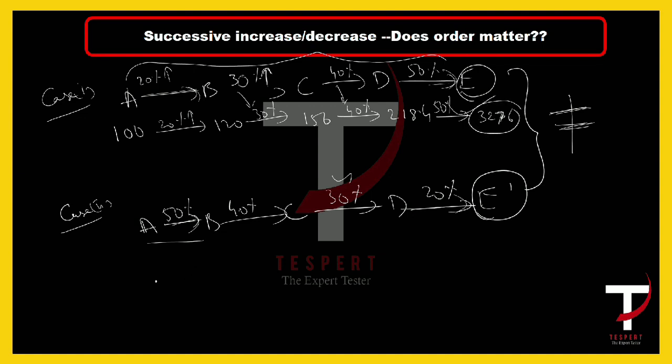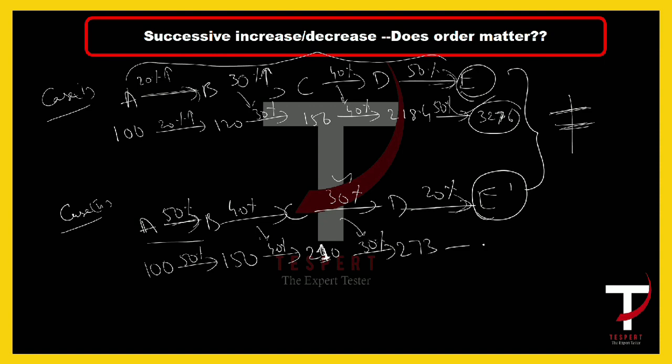Let us consider case 2. Let us assume the same value for A, which is 100. 100 got increased by 50%. That means it becomes 150. So 150 got increased by 40%. That means it becomes 210. Here 210 is increased by 30%, which becomes 273.